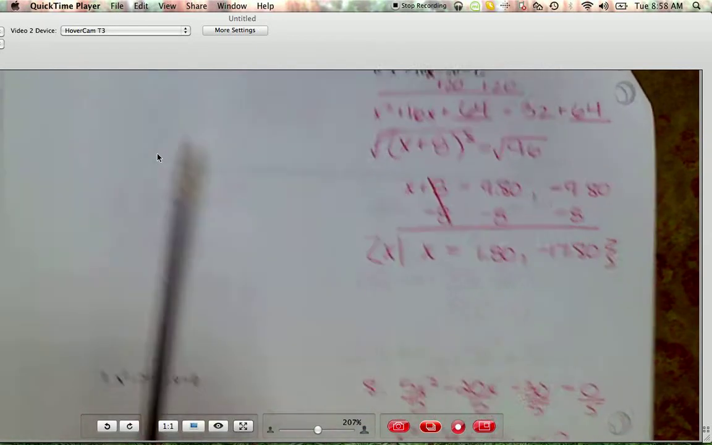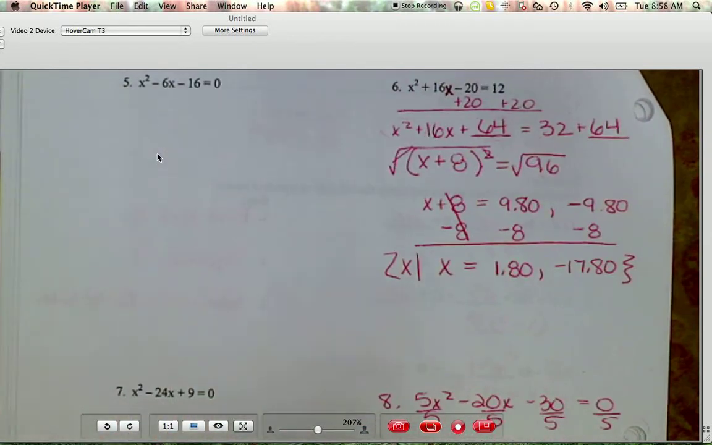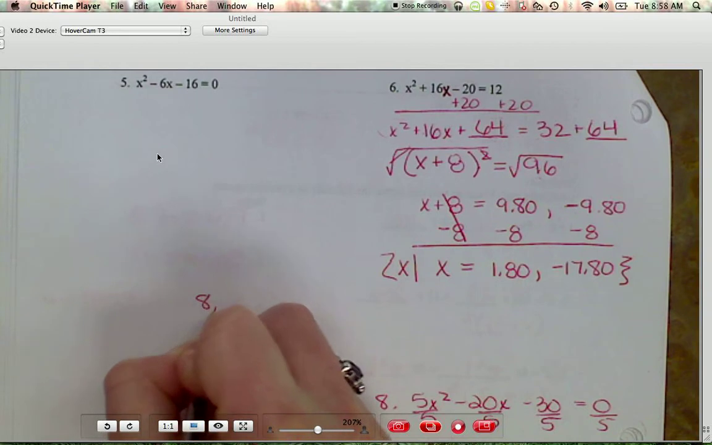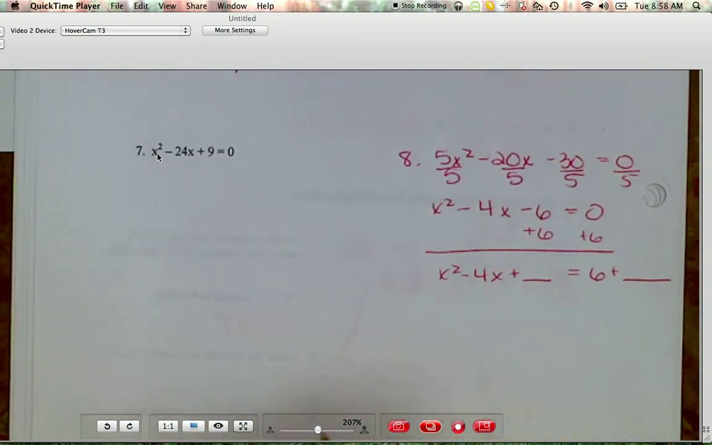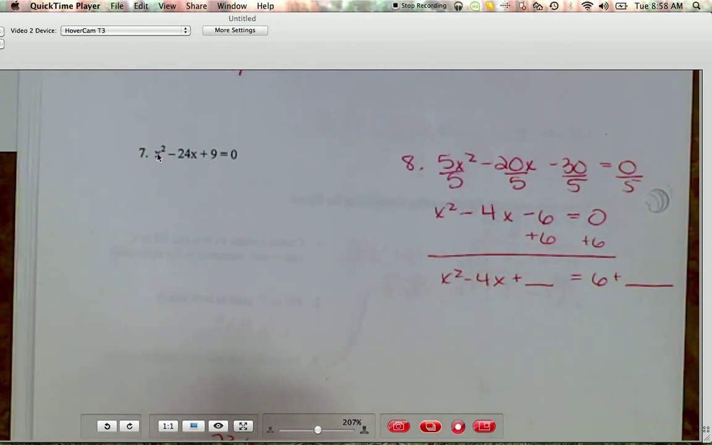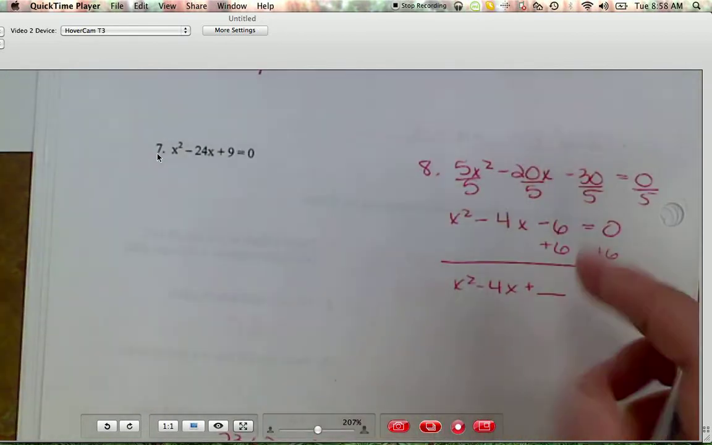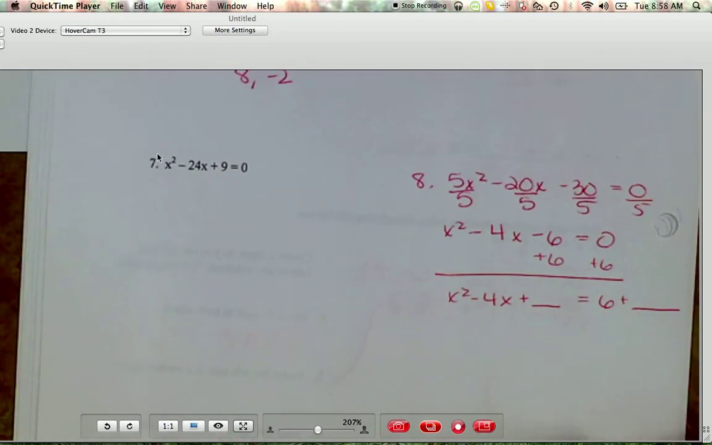So go ahead and try 5 and 6. I'll tell you what the answers are. 5 should come out to be 8 and negative 2. And 7 should come out to be 23.62 and 0.38. So give those a shot and see if you get those answers. And you can always rewind and check your work if you have any questions.